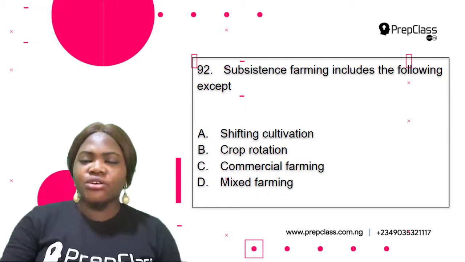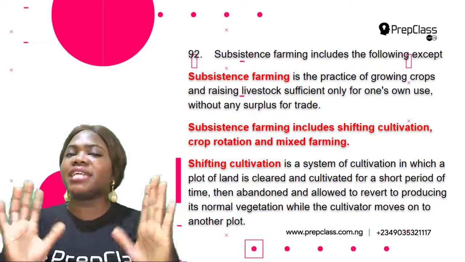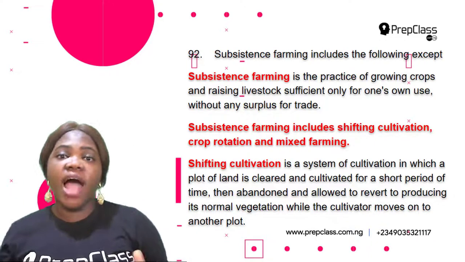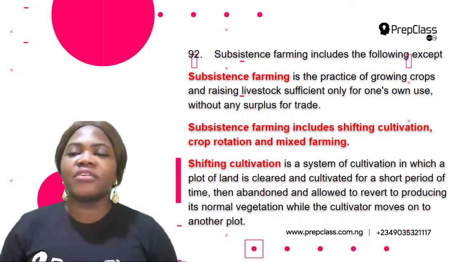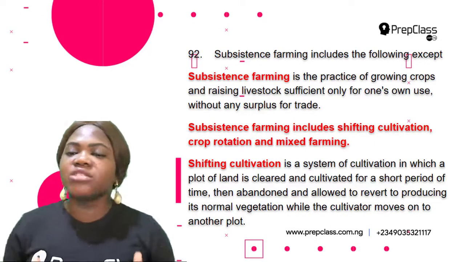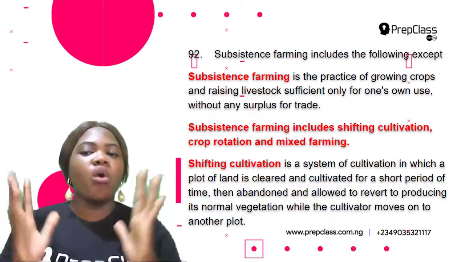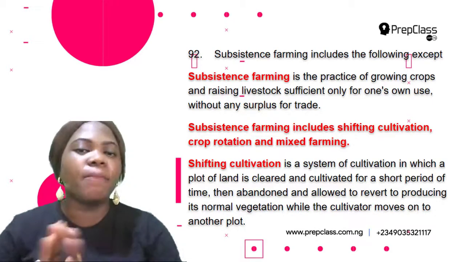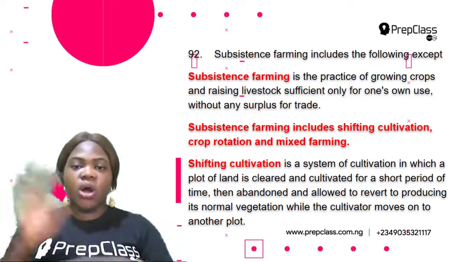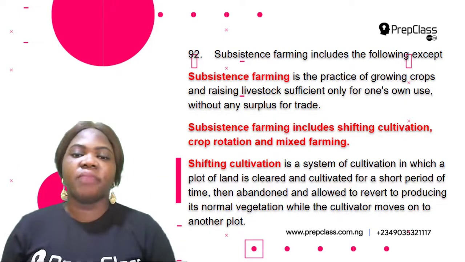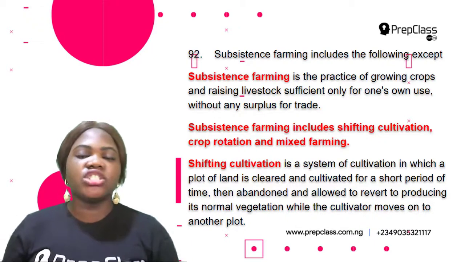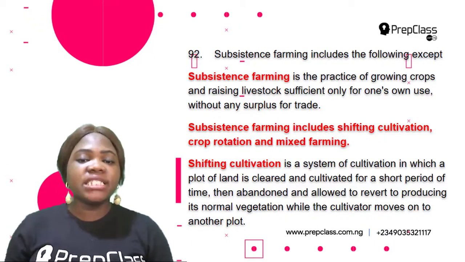Okay, so agriculture is divided into two main types: subsistence and commercial agriculture. Subsistence agriculture is the practice of growing crops and raising livestock sufficiently only for one's use without any surplus for trade. So there is no surplus for trade or export in subsistence farming. Subsistence farming includes shifting cultivation, crop rotation, and mixed farming.